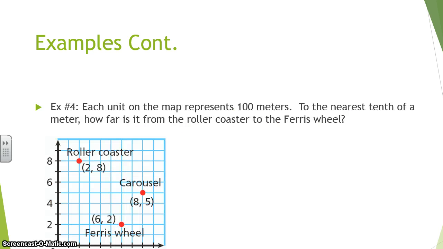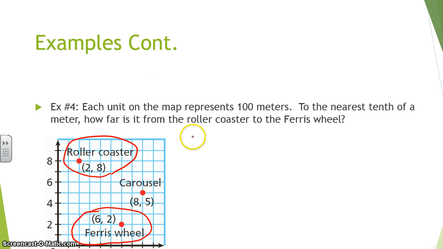Last example, here we have a graph showing us points on a grid. Each unit on the map represents 100 meters. To the nearest tenth of a meter, how far is it from the roller coaster to the Ferris wheel? Well, here we have our roller coaster. Here is the Ferris wheel, and we need to find the distance between these two rides.